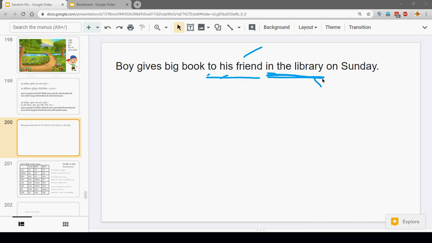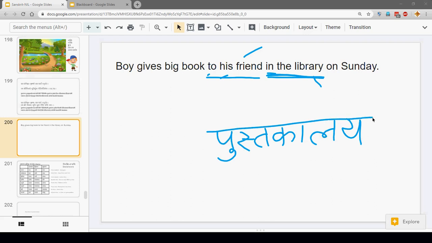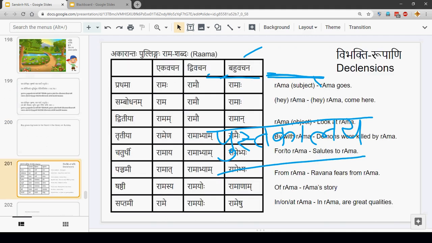For example, library. For library, what is the word? Pustakalaya. Good. So pustakalaya is the word. Granthalaya is also a word. That's also correct. Pustakalaya or Granthalaya, this is the root word. We can't use the root word in the sentence first of all. So we need to use one of these forms. And because it is in the library, that's how we want to use it. In the library is where it is here, right? In the Saptami, in this seventh case. Because we are talking about one library, we have to use the singular form, Ekavachana, this form.